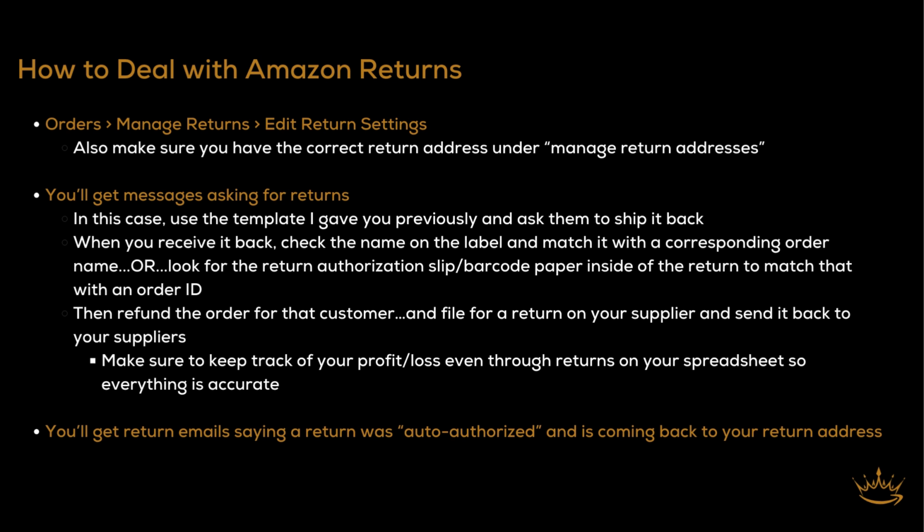And then obviously refund the order for that customer by finding the order ID on Amazon, file for the return with your supplier, and send it back to your suppliers, okay? And like I said, keep track of everything, as well as the profit and loss through the return. So when you pay for shipping, if it's prepaid, make sure you deduct that out of your cost right there. If the supplier refunds you back, make sure you take that out of your cost too. You get the picture. Just make sure that you keep track of it so everything remains accurate throughout the entire thing.